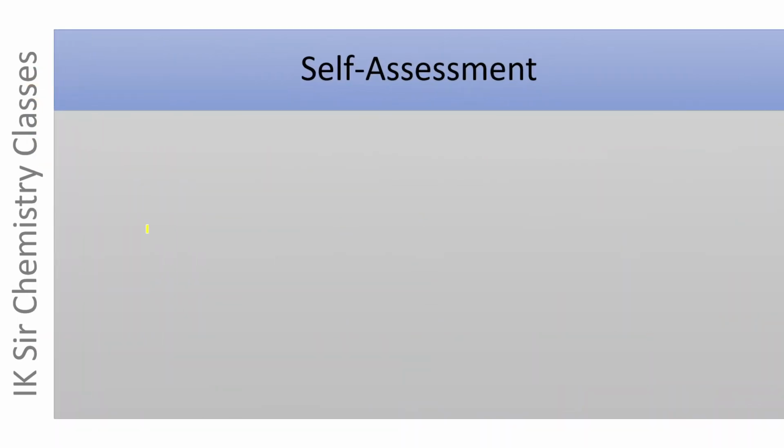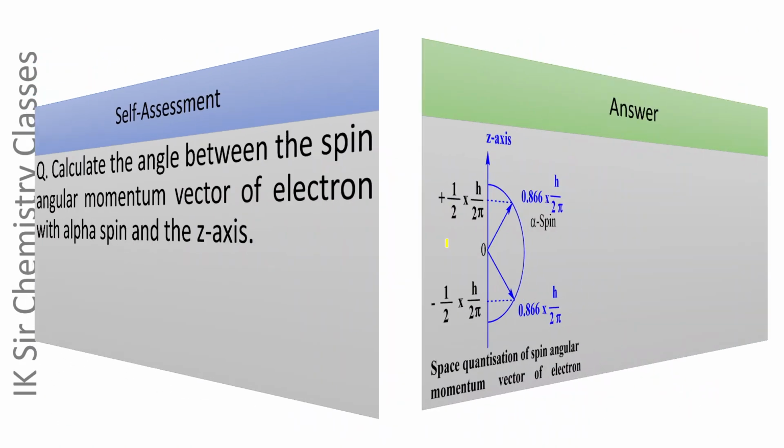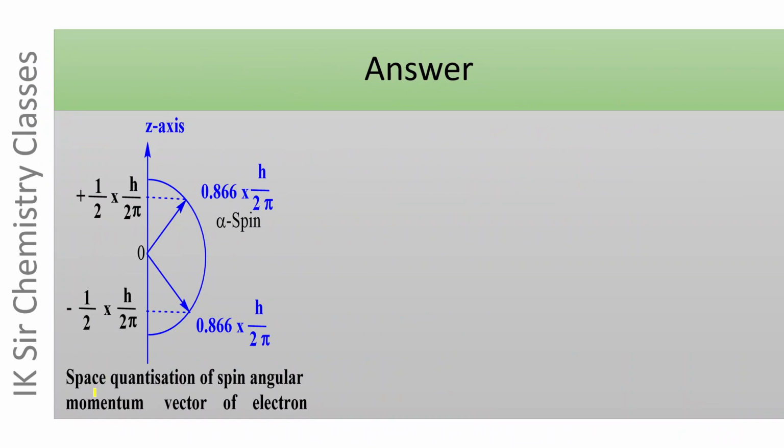Now the time for self-assessment. Calculate the angle between the spin angular momentum vector of an electron with alpha spin and the z axis. Here is the solution. We have already seen the space quantization of the spin angular momentum vector of the electron. It can have two orientations. This is alpha spin. The electron having alpha spin has a spin angular momentum vector along this direction, and we have to find out this angle theta.